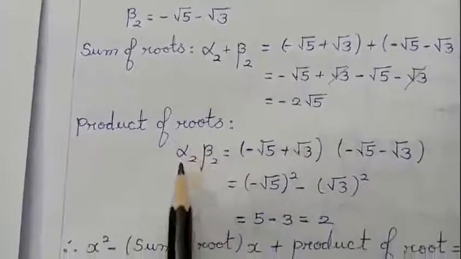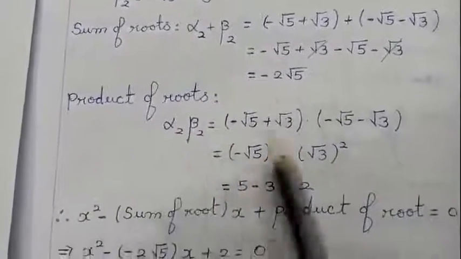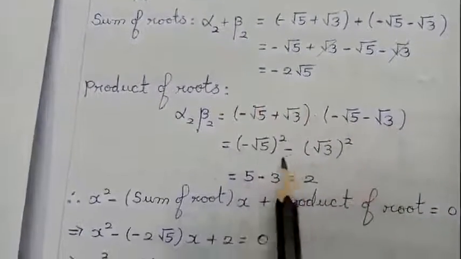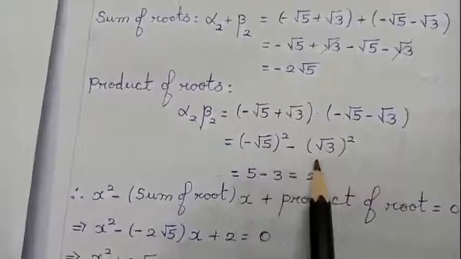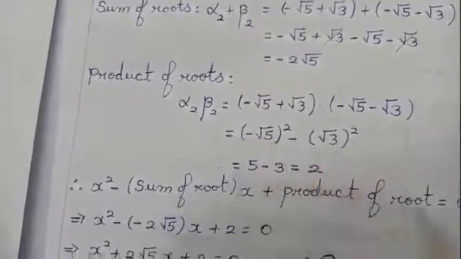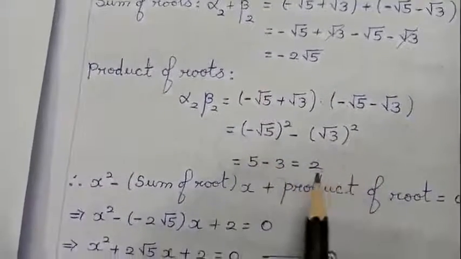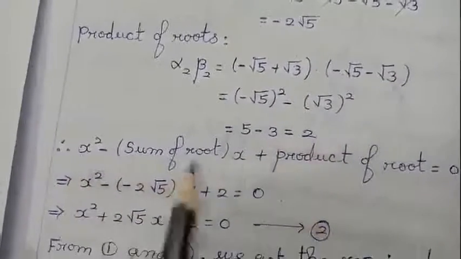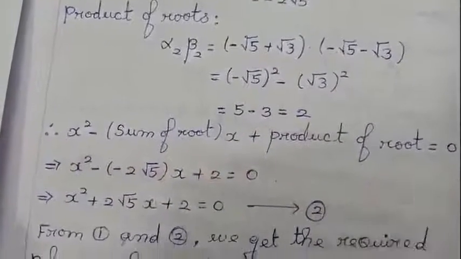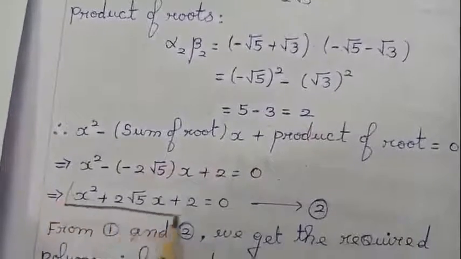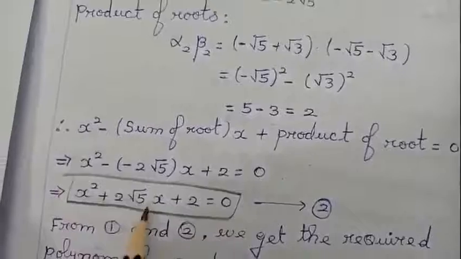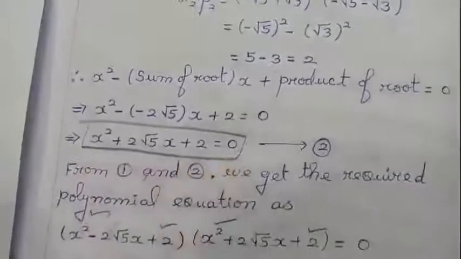Product of roots, alpha 2 into beta 2. This is going to be in this form, a plus b into a minus b. Calculate, students. Just check the sign while you are calculating. A square minus b square formula I'm using. I'm getting the answer as 2. Formation of quadratic equation: x square minus sum of roots x plus product of roots equal to 0, and I'm getting the second equation in this way, that is x square plus 2 root 5x plus 2 equal to 0.